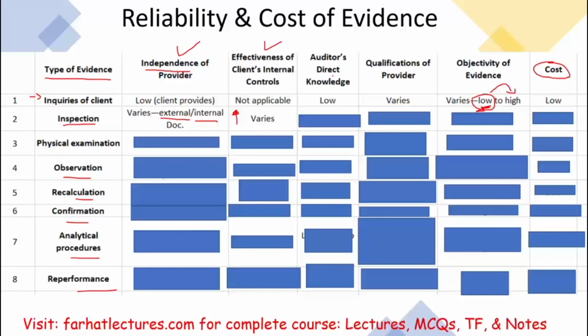Auditor's direct knowledge, we really don't know much because that's why we are inspecting the document. Qualification of providers, it depends who's providing you this information. Again, external is better than internal, and within internal is the person qualified. Objectivity of evidence, it depends. Is it an internal document or external document? And the cost is moderate, and we'll explain why later.